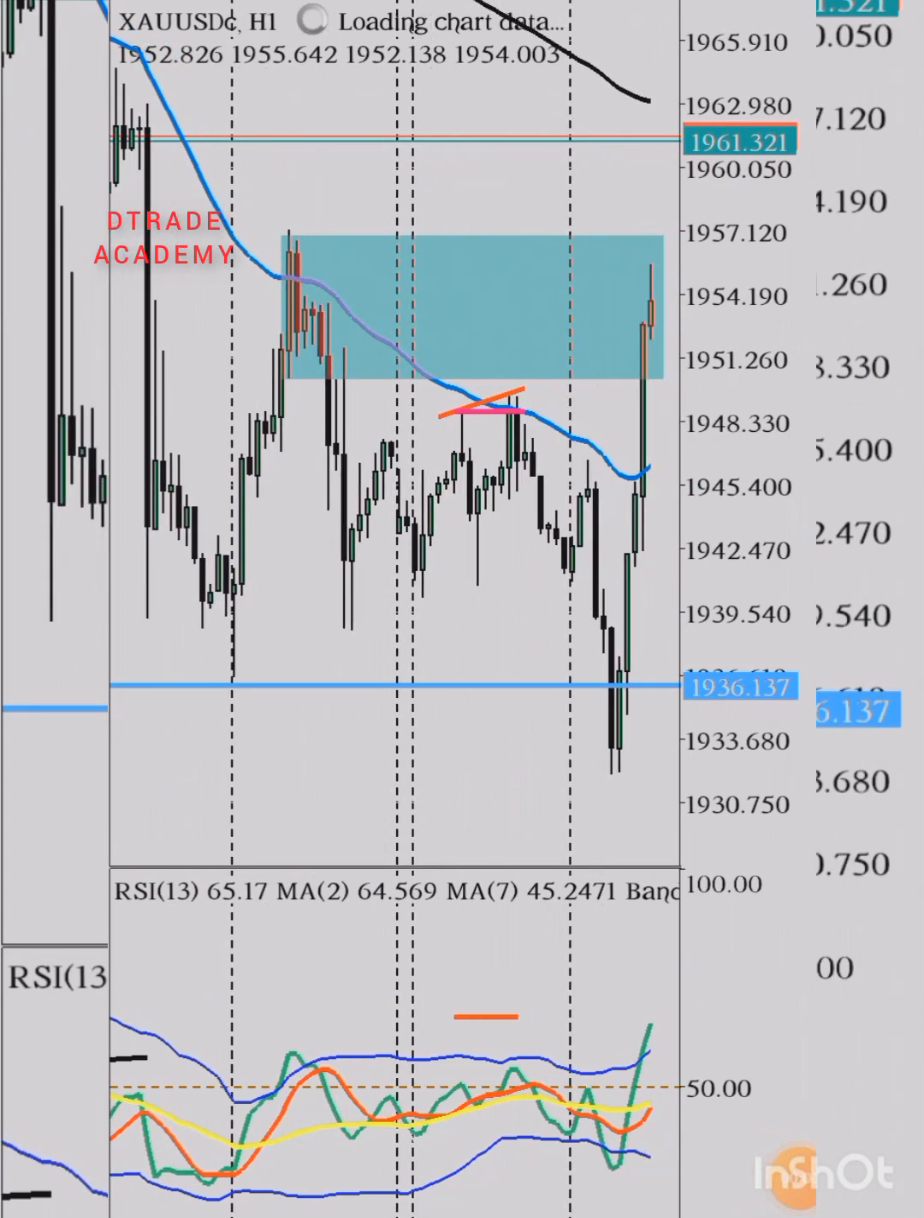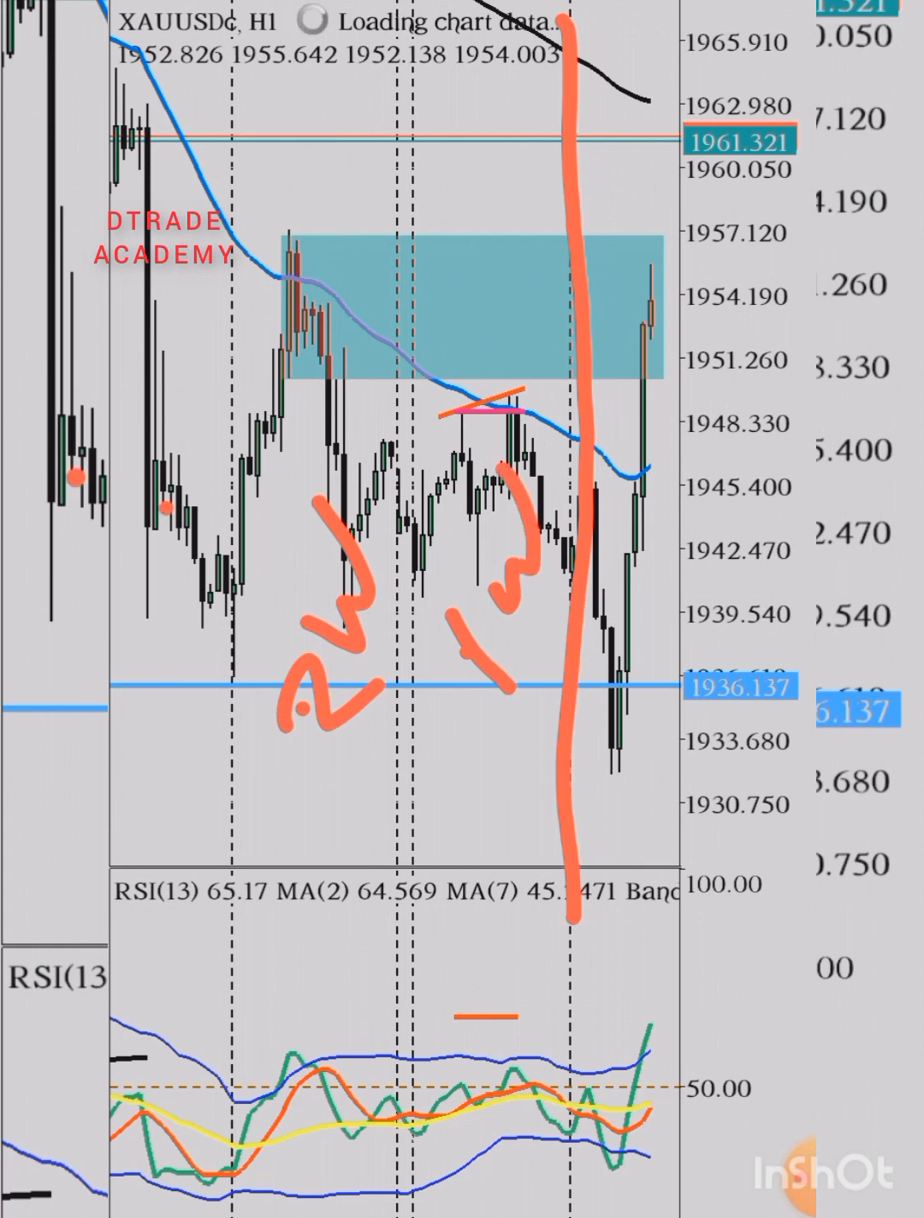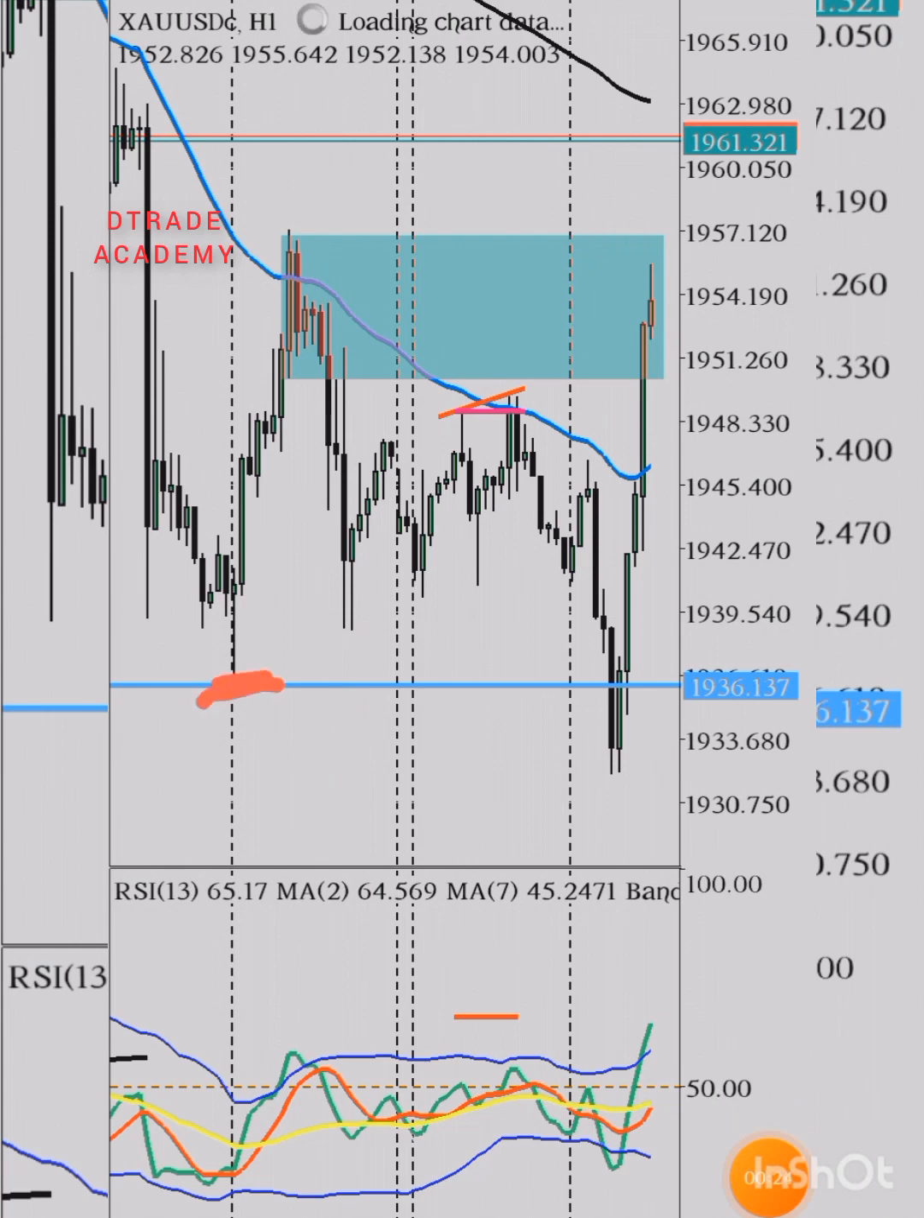When you look clearly at gold, you will see that this is last week, this is 2 weeks ago, this is 1 week, this is 3 weeks ago. We can see clearly that we have a low here for 2 weeks or 3 weeks ago.